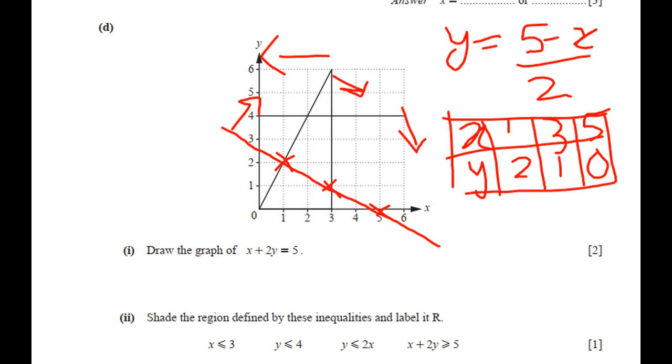Now let's look for the region that is satisfied by all these arrows. It is this region, because it is underneath this line, it is over this line, it is to the left of this line, and it is underneath this line. So it's satisfying all four inequalities. Now label this region R and shade it well.